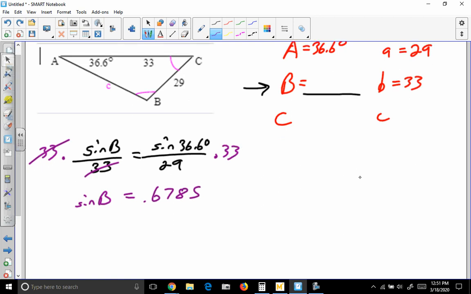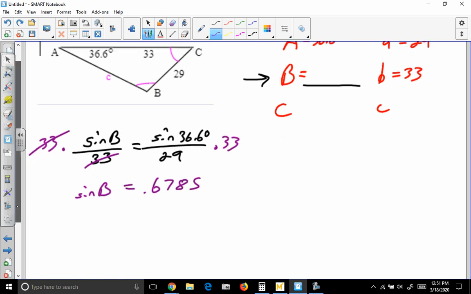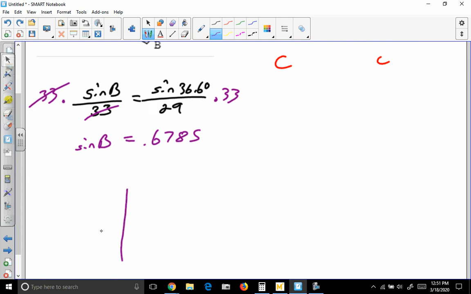Now, here's where we have to think a little bit. When we use our calculator to get angle B, we're going to be using the inverse sine button. And remember, when we use inverse sine, there's only one answer that we get. And since this is positive, that's going to be in the first quadrant. But sine is also positive in the second quadrant. And it is possible to have a second quadrant angle in a triangle.